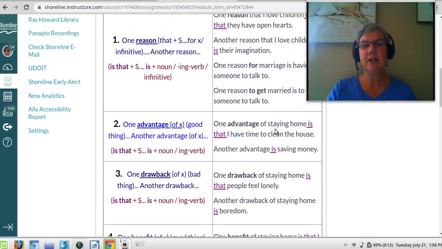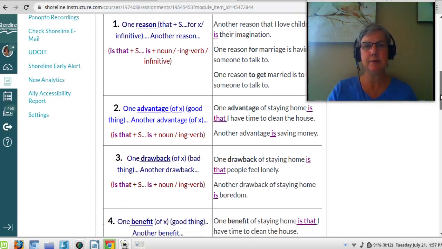One advantage of staying home is that I have time to clean the house. Is that plus a sentence. Another advantage is ing verb, is saving money. Now, when you use the word advantage, you have to put advantage of. Sometimes when you use the word reason, you say reason for. Reason for noun, advantage of gerund.